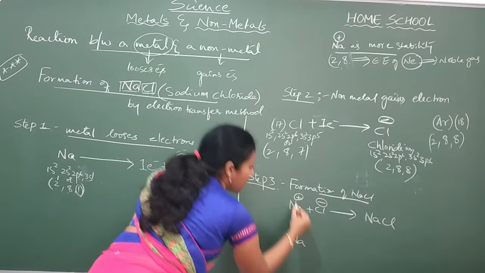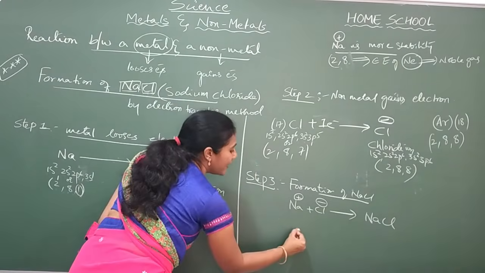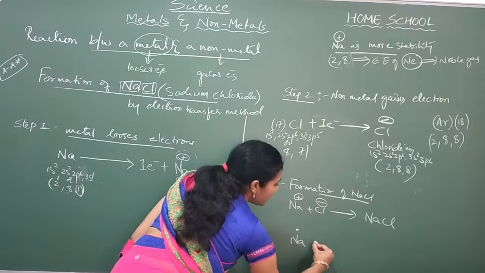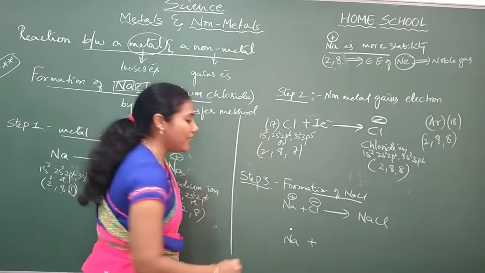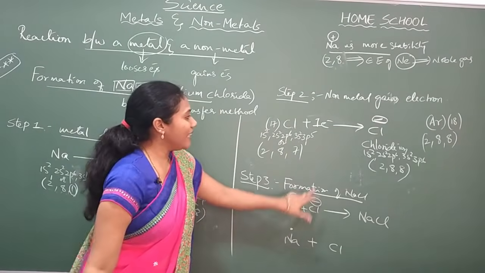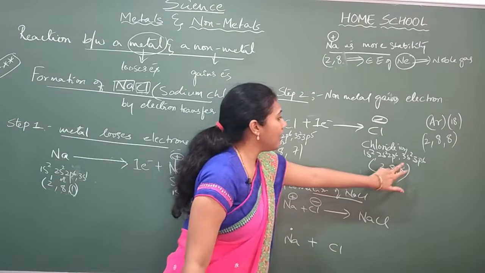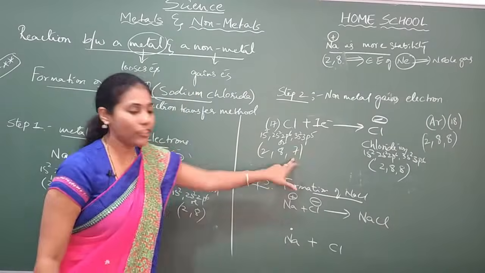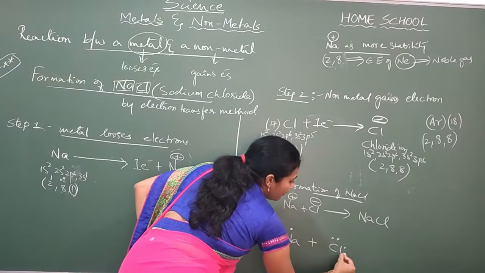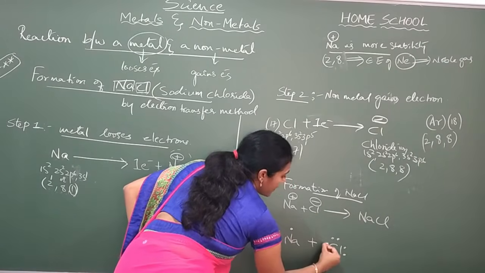What is the dot structure of Na? Na, one dot you will put above. Yes or no? And what is the dot structure of Cl? How many dots you will put? How many valence electrons are there in Cl? 7, no? So 7 dots you will put: 1, 2, 3, 4, 5, 6, 7.